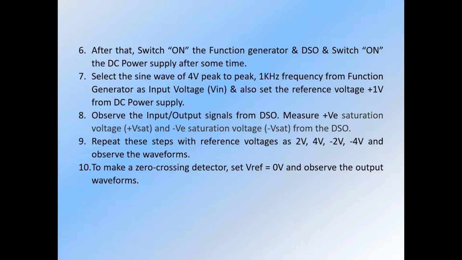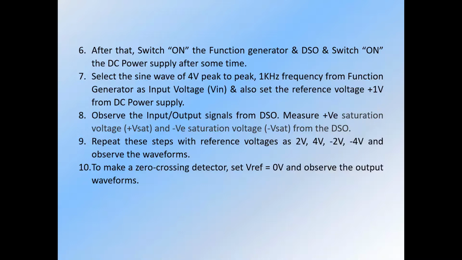And the next step is to switch on the function generator and DSO. Switch on the DC power supply after some time. Now select a sine wave of 4 volt peak to peak, 1 kilohertz frequency from the function generator as input voltage and also set the reference voltage to plus 1 volt from the DC power supply. Now observe input and output signals on the DSO.